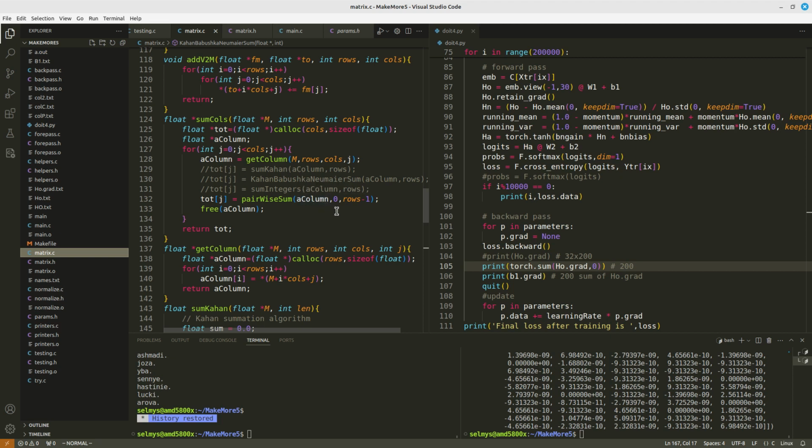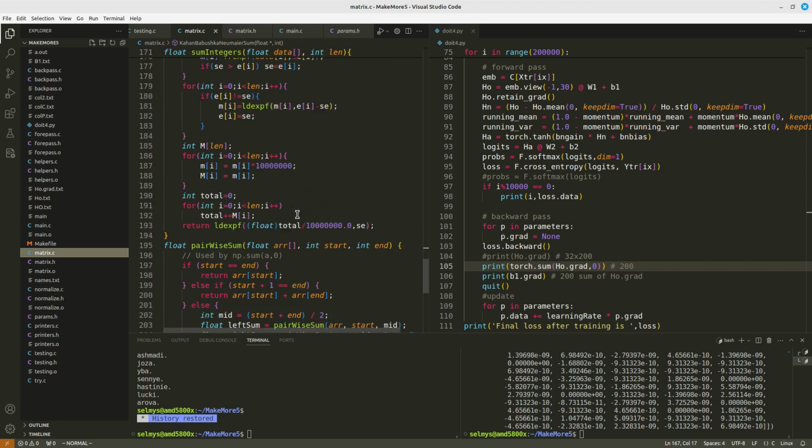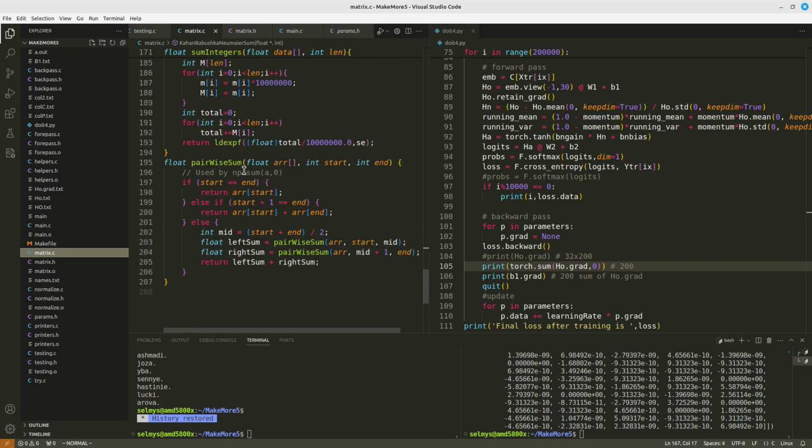What I found that works the best for me is this pairwise summation. If you look at pairwise summation, this is what's used by NumPy. What it does is it sums two numbers at a time. So it sums the first and second, then the third and fourth, then the fifth and sixth, and so on. It's a recursive little algorithm that ends up with the sum of a column. So this array here is a column. There's the start and the end of the column, and it just returns the sum of that column.